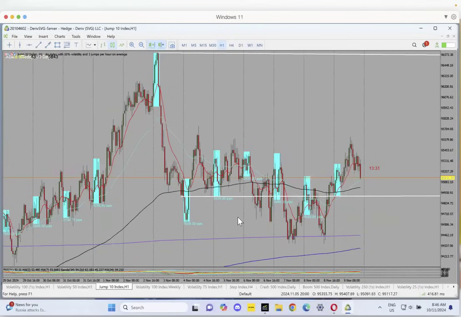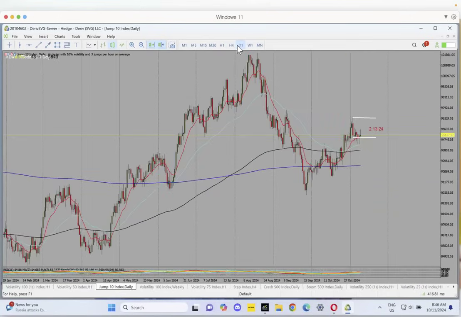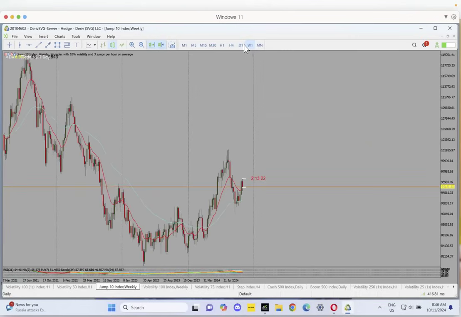Jump 10. What is this one? This pair loves going up and down all the time.